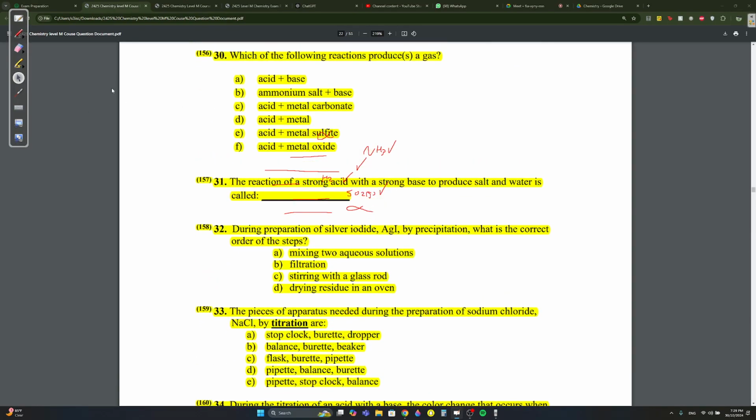The reaction of a strong acid with a strong base to produce salt and water. What do we call this? Acid plus base is always called a neutralization reaction.